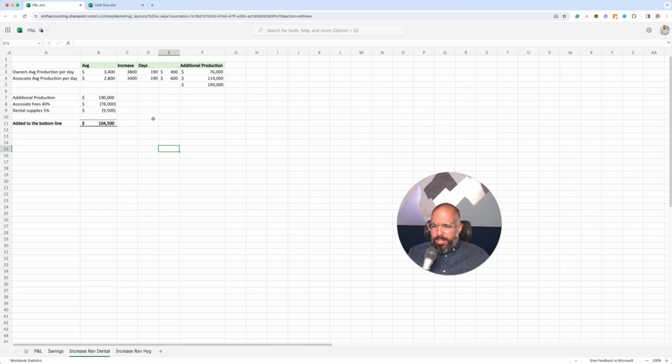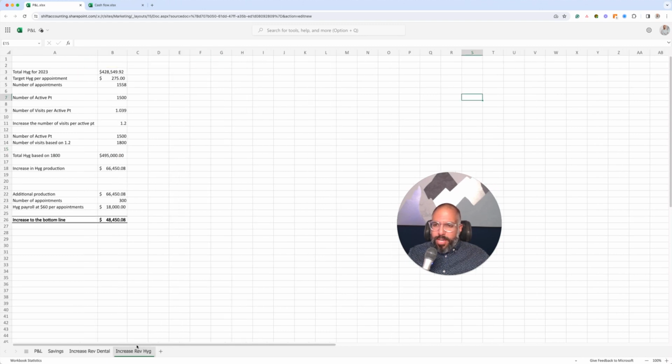By consolidating the schedule, improving the efficiency in the clinic, and adding just $1,000 for each working day, the net impact for this scenario is $100,000. Okay. Now let's take a look at the hygiene.